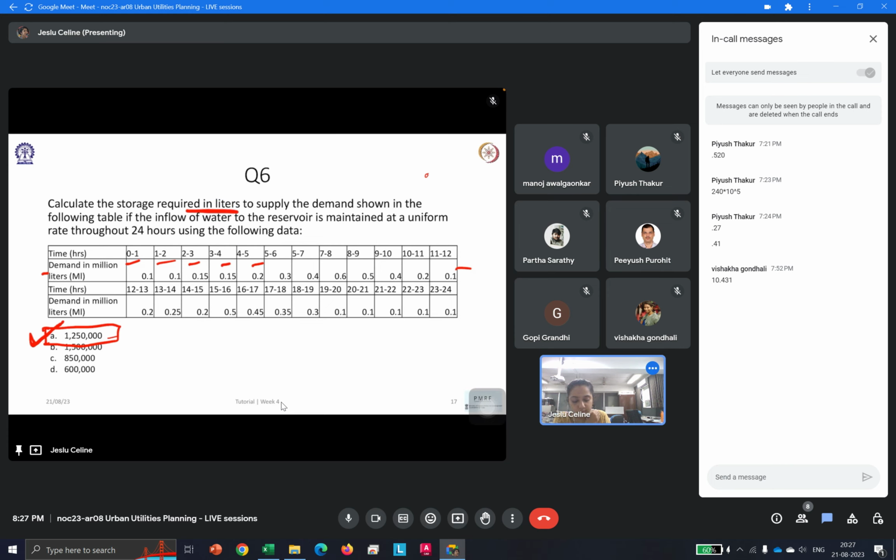Yeah, so the question required the answer in liters. That's why this conversion is done. Right. So we're proceeding on to the next question.